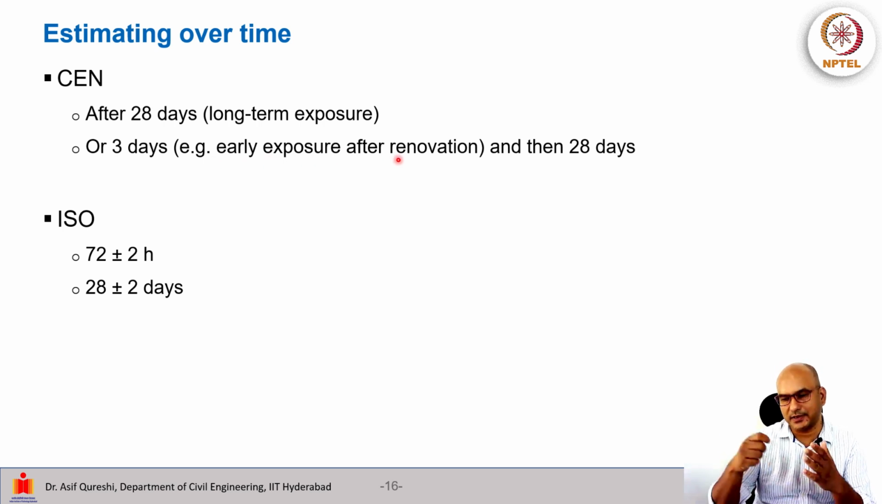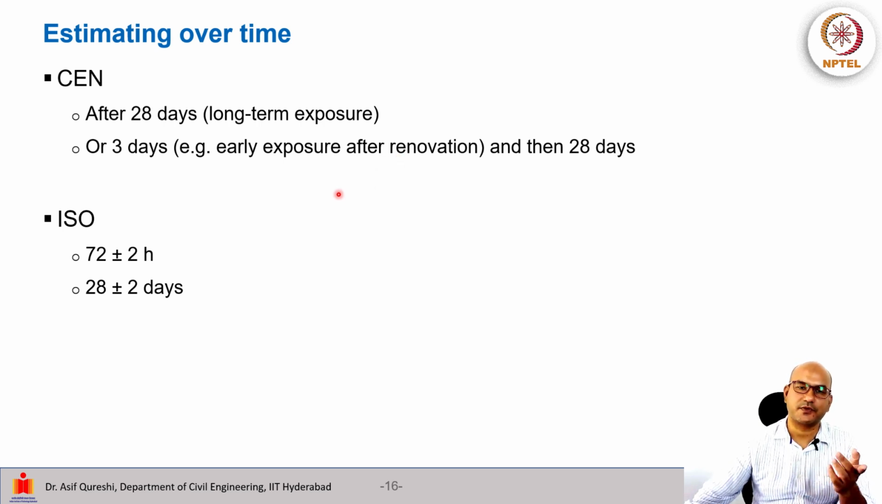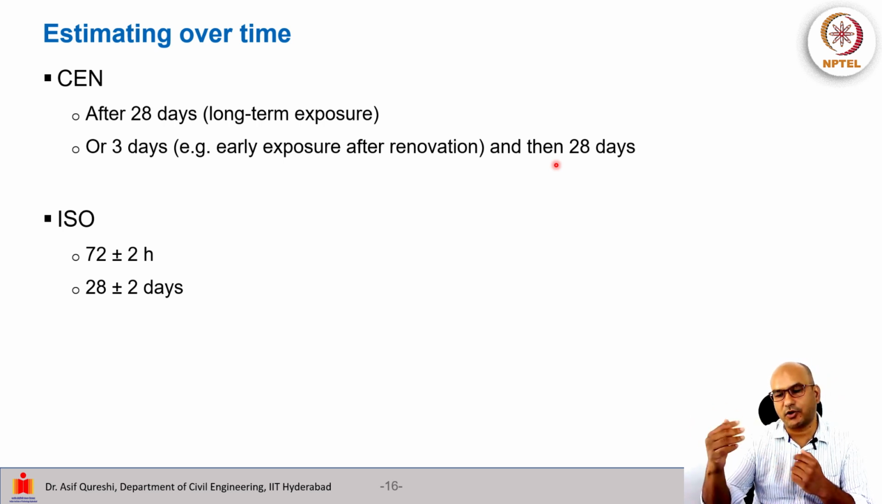For example, a surface has been painted, so maybe there are more emissions in the first few days. So if we are estimating after 3 days, we have an idea of the early exposure, which actually may be larger than the longer term exposure. So one after 3 days and one after 28 days. Slight differences are there among both of them, but essentially they are covering the same aspects: a short term or early exposure, and a longer duration or long-term exposure.